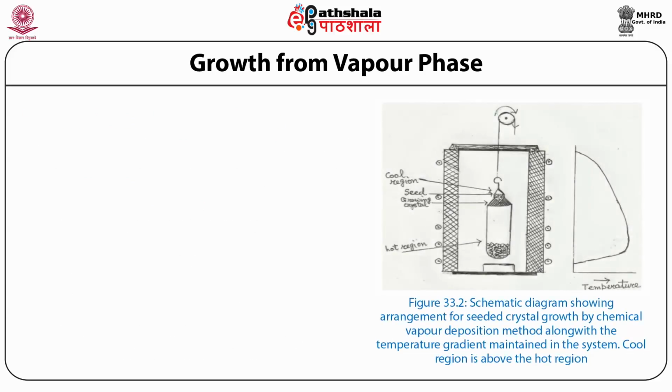Figure 33.2 shows schematic diagram in which arrangement for a seeded crystal growth by chemical vapor deposition method along with the temperature gradient maintained in the system is shown. Cool region is above the hot region.